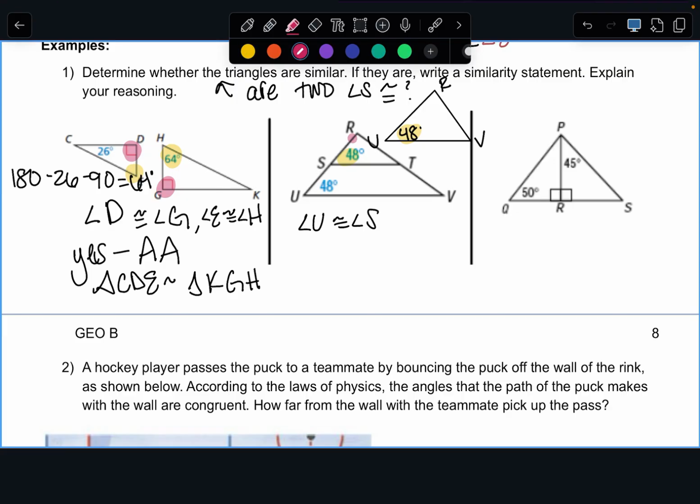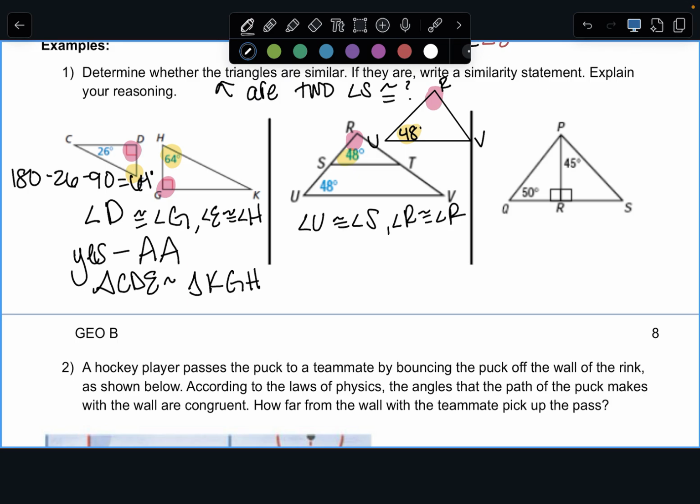What property does that use? Reflexive, very good. So if we were writing a proof, we would say angle R congruent to angle R, and that would be our second angle. So that was one of those hidden things from last unit, when they share an angle. These two triangles both share this top angle.